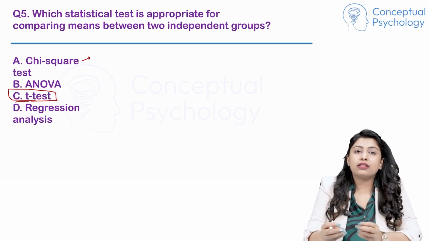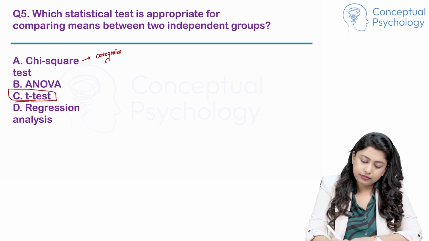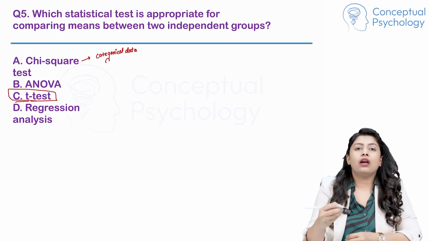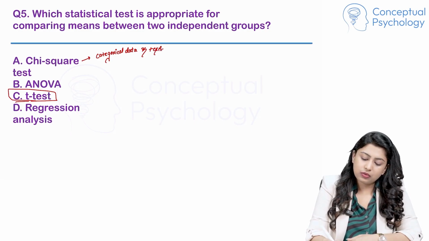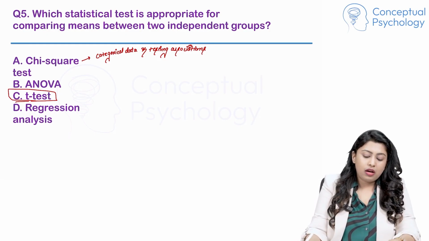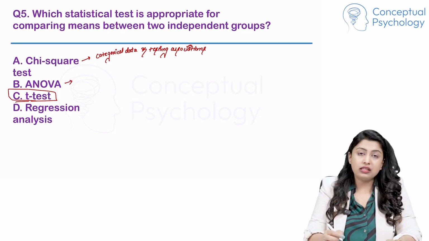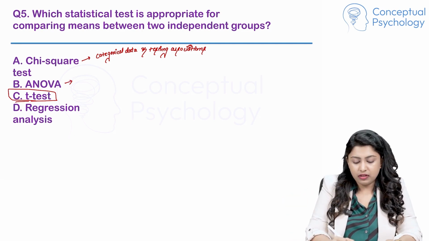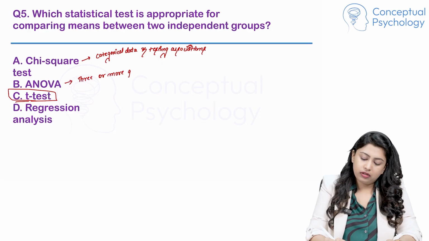Right. So here the chi-square is used for categorical data, and it is also used to test associations, but it is not used to compare means. Now, ANOVA, why is that the incorrect answer? Because it is used for comparing means for 3 or more groups, right? So here 3 or more groups.